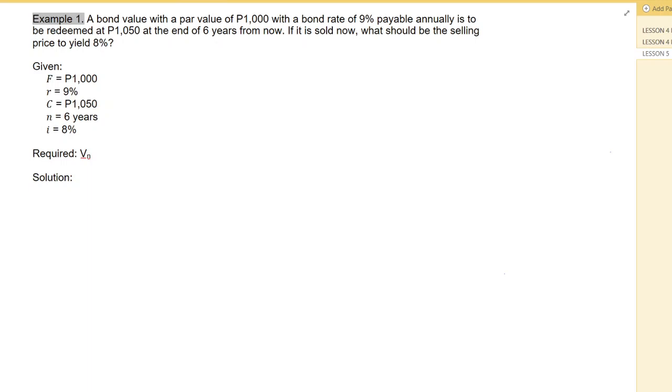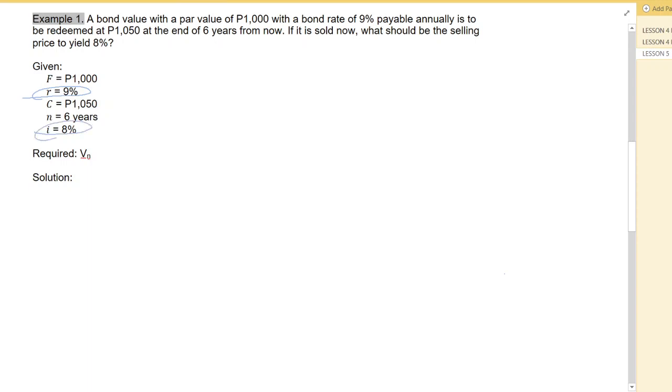So I is equal to 8%, and for the unknown, we are required to get the selling price, that is V sub n. Okay, so for the solution, we have there the formula. So don't forget there that the bond rate is R, which is 9%, and I there is the yield interest rate, which is 8%.